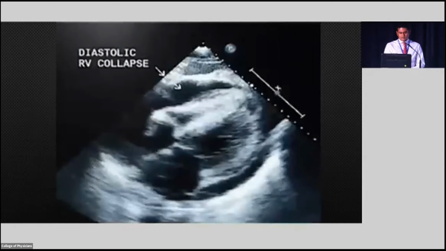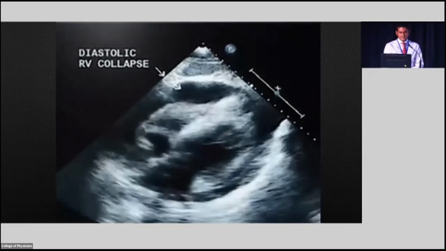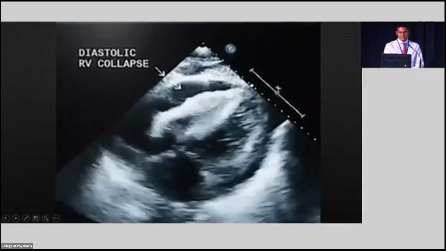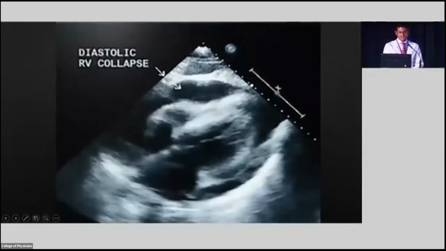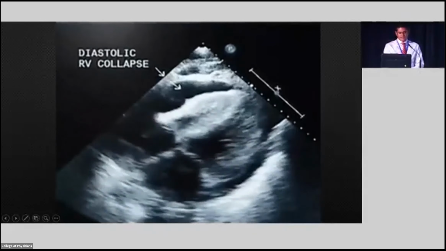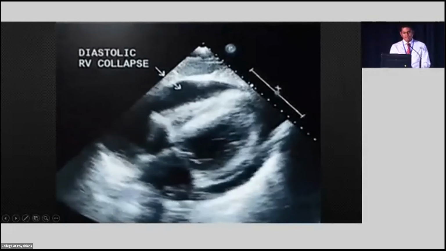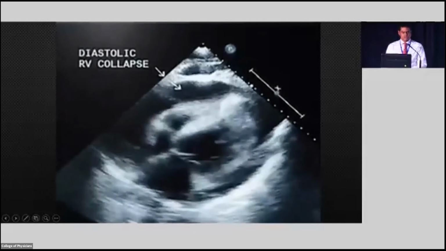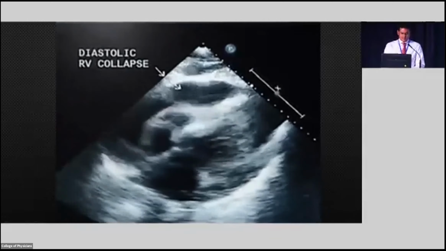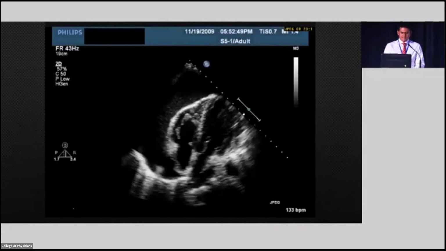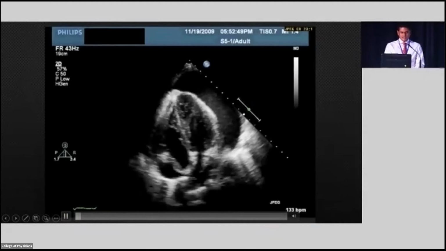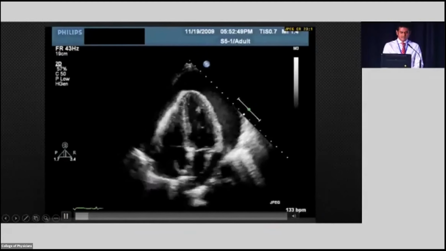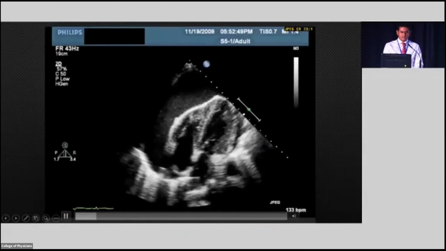Again, this is a subcostal view showing a diastolic atrial collapse with a significant pericardial effusion around the heart. Now see, this diastolic atrial collapse indicates that probably this patient is going into a tamponade effect. And this again is a view of a pericardial effusion. You see the heart, this is an apical four-chamber view. The heart is floating around this fluid.